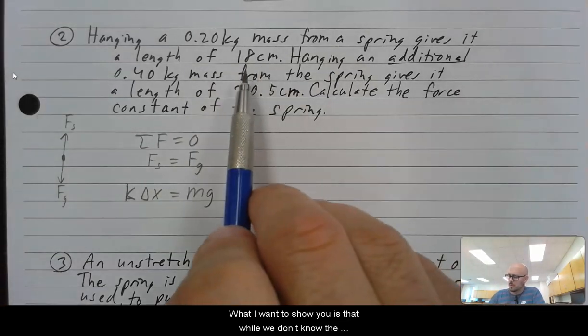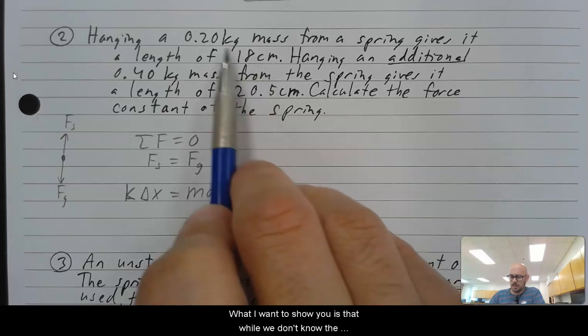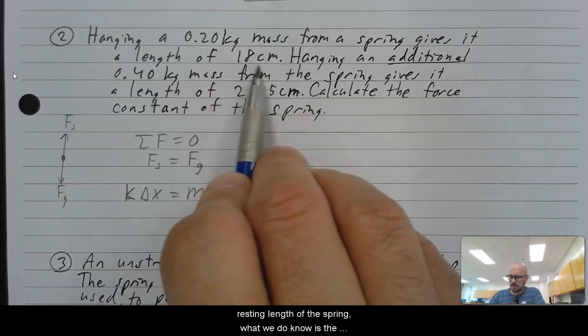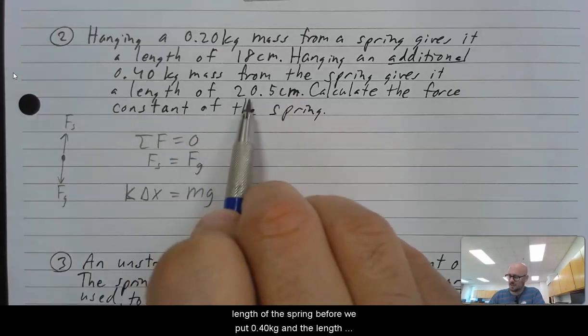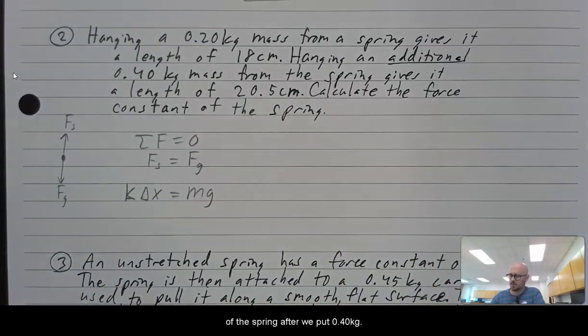What I want to show you is that while we don't know the resting length of the spring, what we do know is the length of the spring before we put 0.40 kilograms and the length of the spring after we put 0.40 kilograms.